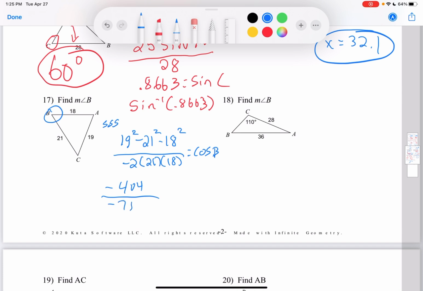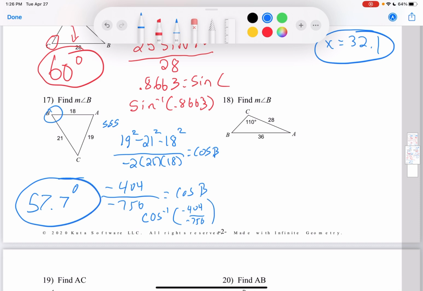That's -756. That's going to be the cosine of B. So I'm just going to go second cosine because I have to find the angle. So I'm going to go cosine -1 of -404 divided by -756. And I get 57.7 degrees.